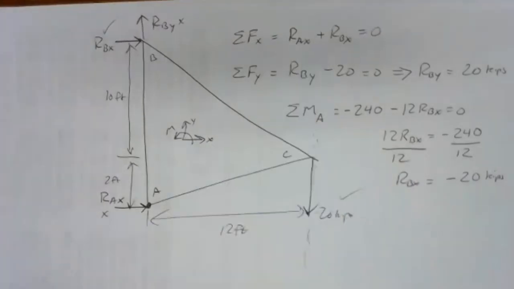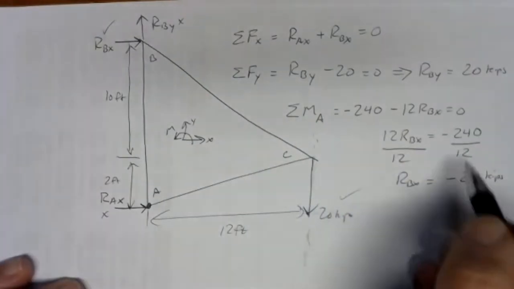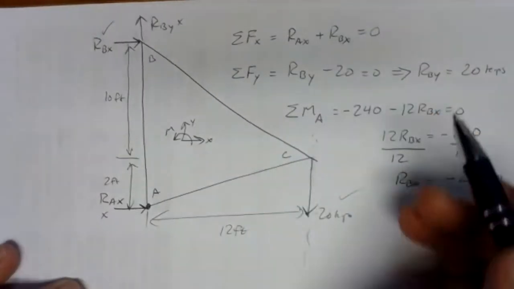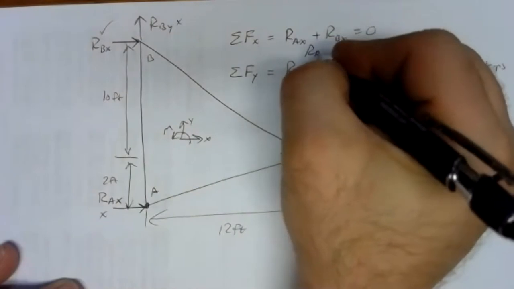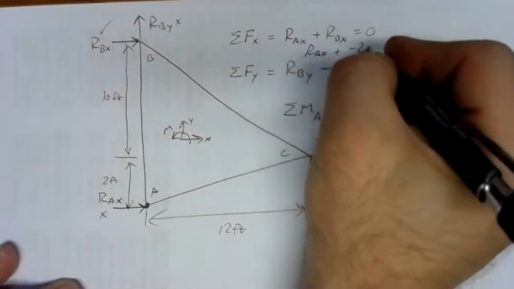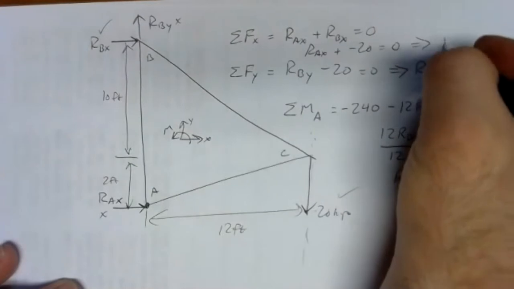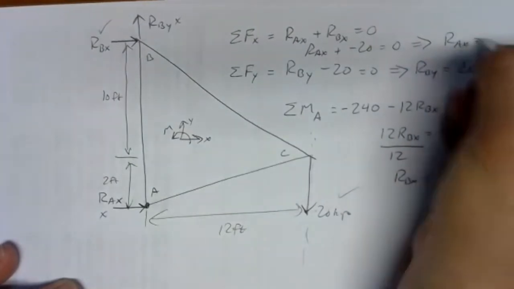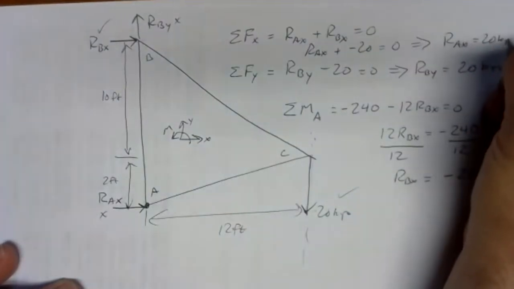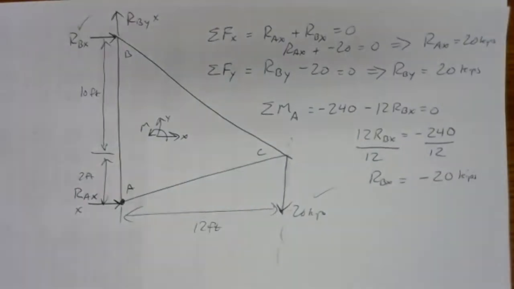So when we go up to our x direction equation, we have to plug in negative 20 for RBX. So we have RAX plus a negative 20 equals 0. That means RAX is a positive 20 kips. So you might have to exercise some care in working with the algebra to make sure you don't lose negative signs, especially at this stage of the problem, since it has a big impact overall. But there we've got our reaction forces.